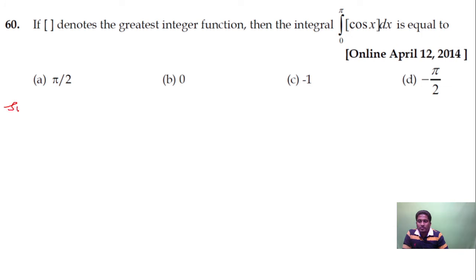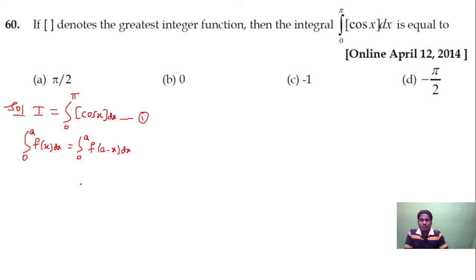I is equal to integration of 0 to pi, floor of cos x dx. We did one more 2020 paper, floor of cot x dx. Now for 0 to a f of x dx, I'll use King's property. 0 to a f of x dx is equal to 0 to a f of a minus x dx. So I is equal to integration 0 to pi, change x to upper limit minus x, you will get floor of cos of pi minus x dx.